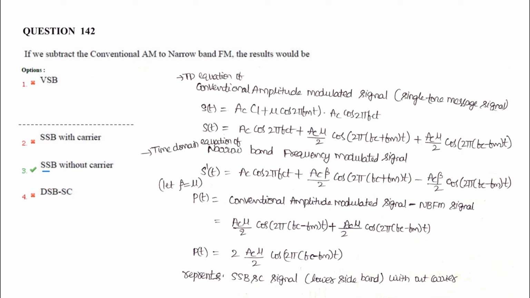Question number 142. If we subtract conventional AM with narrowband FM signal, what is the resultant signal? Let us see the time domain equation of a conventional amplitude modulated signal for a single tone message signal. Time domain equation: Ac(1 + mu cos 2 pi fm t) cos 2 pi fc t. On rearranging, s(t) = Ac cos 2 pi fc t + (Ac mu/2) cos 2 pi (fc + fm)t + (Ac mu/2) cos 2 pi (fc - fm)t. This is the standard time domain equation for a single tone message signal for conventional AM.